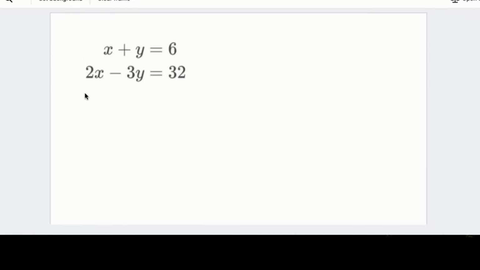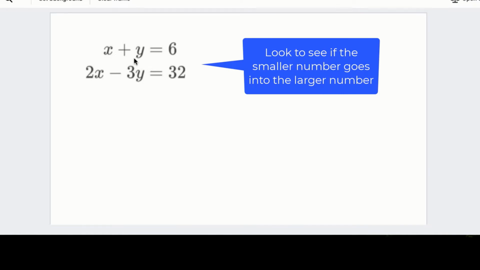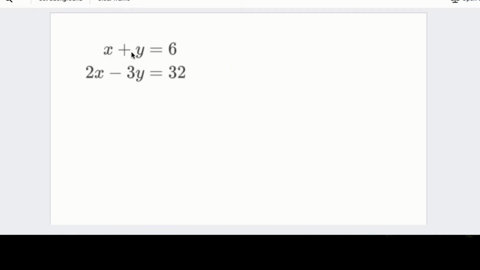So here we have two standard form equations. They're already aligned vertically. X plus y equals 6. 2x minus 3y equals 32. So if we look at the x coefficients, we have a 1 and a 2. And the y coefficients, we have a 1 and a negative 3. We don't need the signs to be the same, so if we multiply the top by 3, we'll have 3x plus 3y equals 18, and then we can eliminate the y.